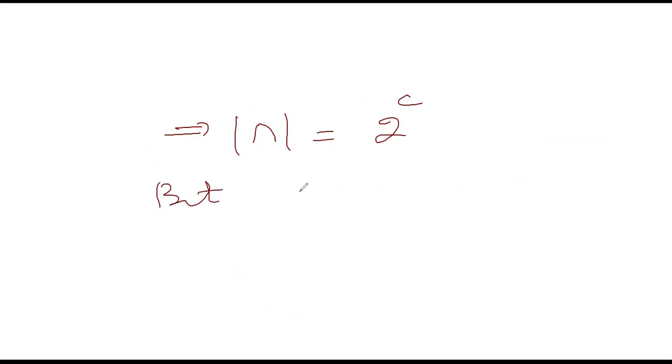But the cardinality of the Borel sets is equal to c. It's not equal to 2 power c, because you can prove this. It's very simple in terms of open sets. But here is an exercise that will prove this: there is a Lebesgue measurable set which is not a Borel set, and that result.